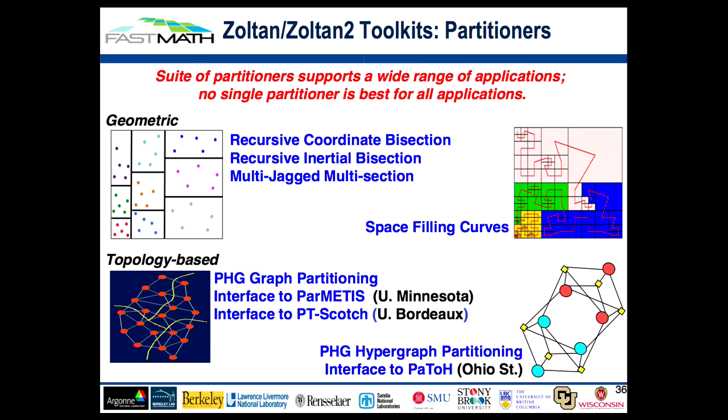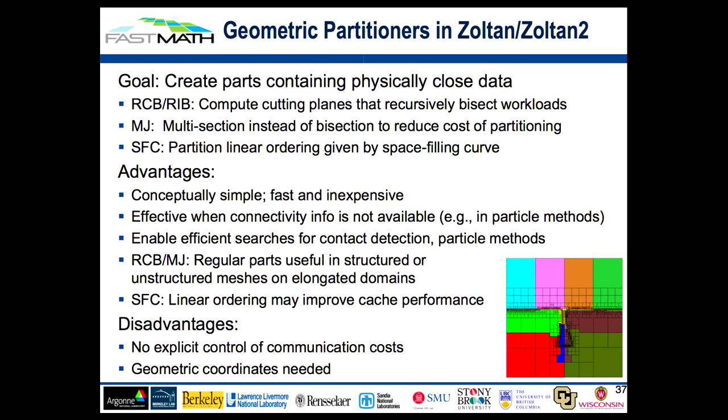There's geometric partitioning, of which there's 3 different algorithms. There's a recursive coordinate bisection and a recursive inertial bisection, and a more recently developed capability referred to as multi-jagged multi-section, which is a faster algorithm. The decisions here are based on geometries we'll see in a minute. There are space-filling curve methodologies also implemented in there, as well as the graph-based partitioners, both in terms of standard graph partitioners and hypergraph partitioners.